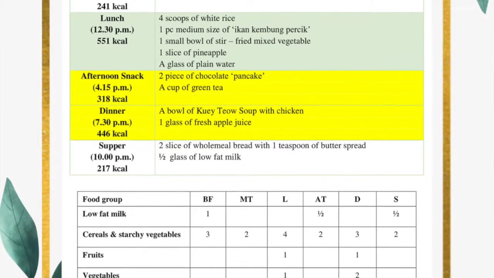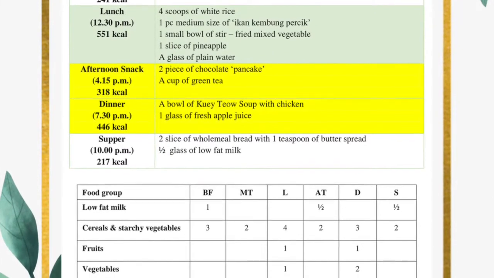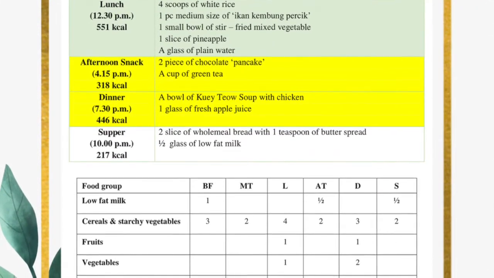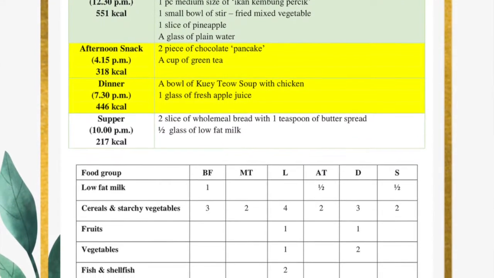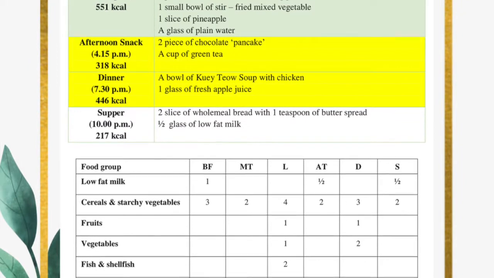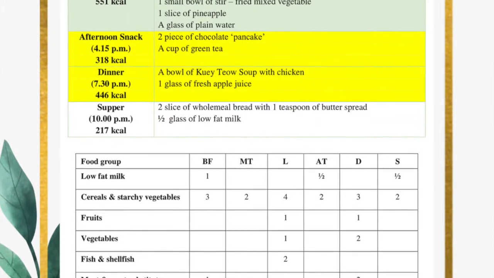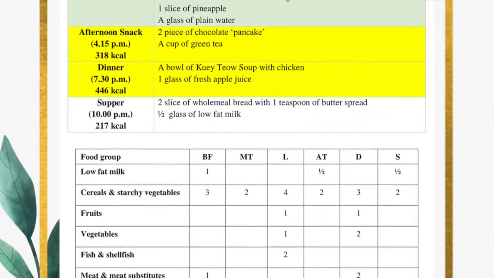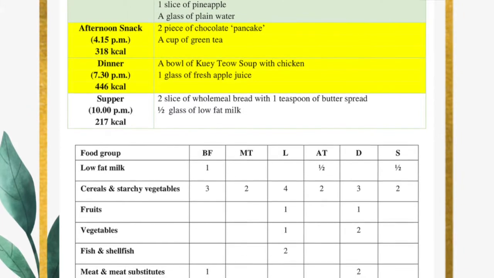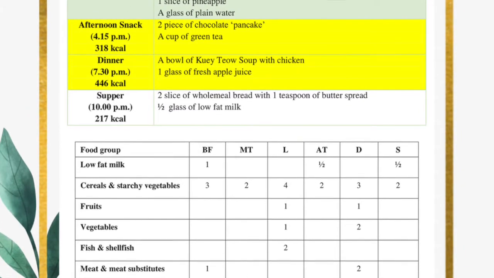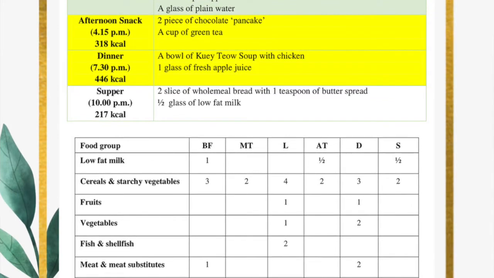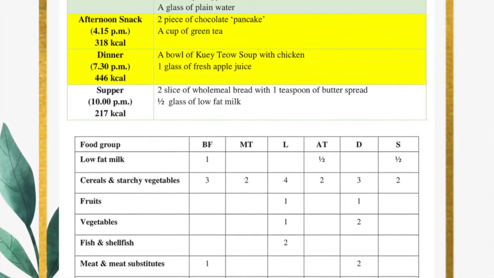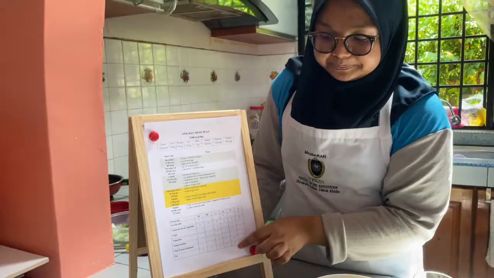So for today's cooking session, I decided to cook 2 meal times, which are afternoon snack and also dinner. For afternoon snack, I give half exchange of low-fat milk, 2 exchange of cereals, and 1 exchange of fat. And for dinner, 3 exchange of cereals, 1 exchange of fruits, 2 exchange of vegetables, 2 exchange of meat or meat substitute, and also 2 exchange of fat.